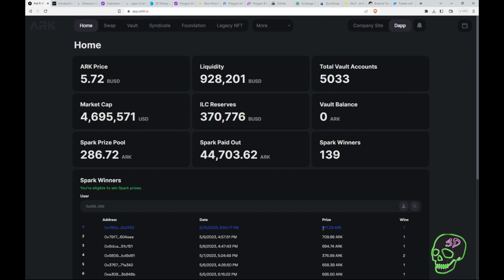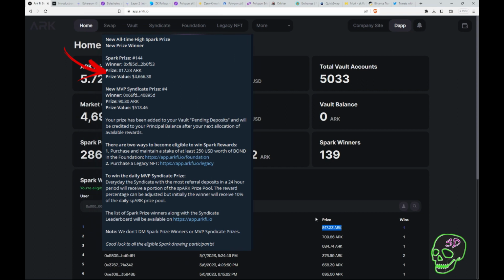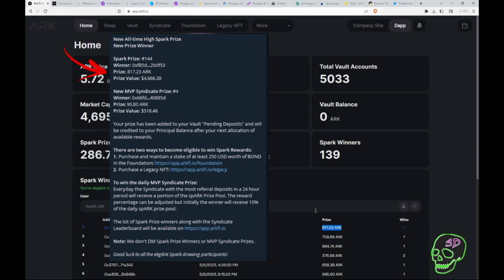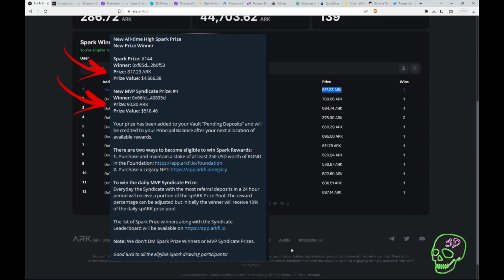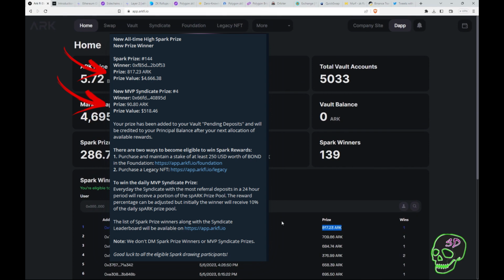Let's start with the Spark. Holy smokes! Look at yesterday's reward. It was an all-time high with 817 Ark going to the winner and 90.8 Ark going to the daily MVP. That Spark winner getting sent into Nitro mode, and the Syndicate leader getting rewarded for the work they put in. What a novel idea. Get rewarded for effort. All in all, just fantastic mechanisms to award investors.